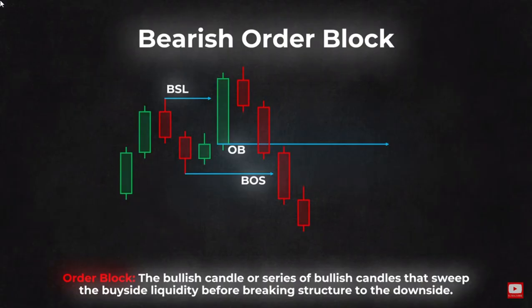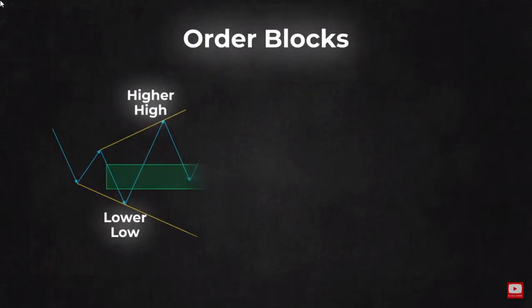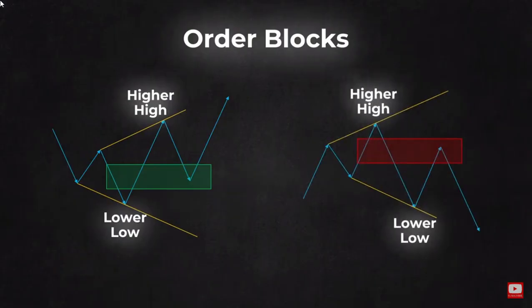Price will often retrace back to the order block before moving lower. Notice that high probability order blocks come from simple expanding pivot formations where a lower low is followed by a higher high in the case of a bullish order block, or when a higher high is followed by a lower low in the case of a bearish order block.